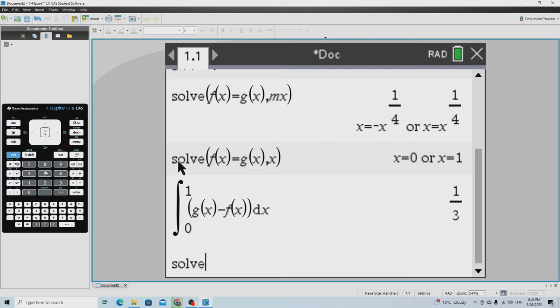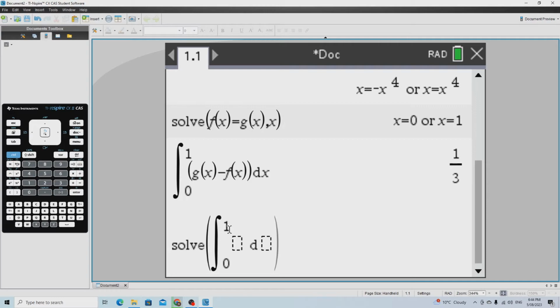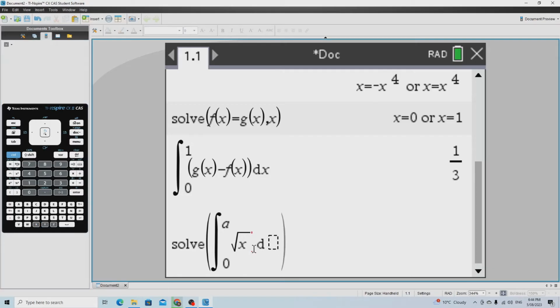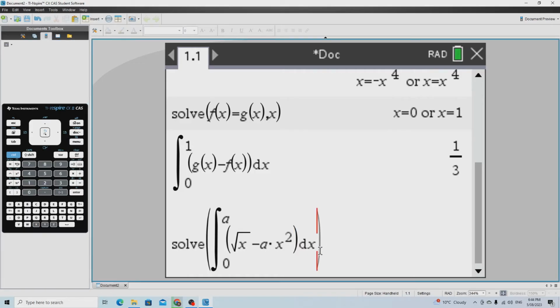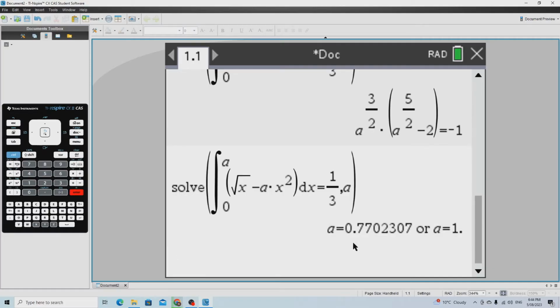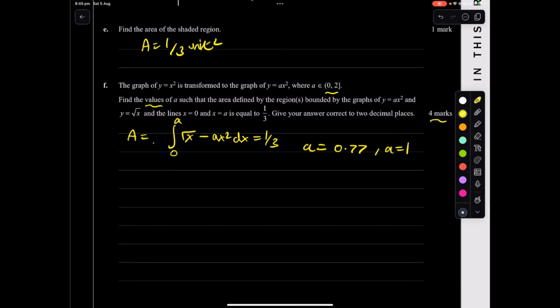So if we solve this, the integral from 0 to a of root x minus a times x squared dx equals 1/3, for a, we get 2 values of a. To 2 decimal places, 0.77, and a equals 1. Is that how basic it is? No, there's 4 marks for that. Nope, it doesn't look right. There has to be something else. 4 marks, wow, it's a lot.